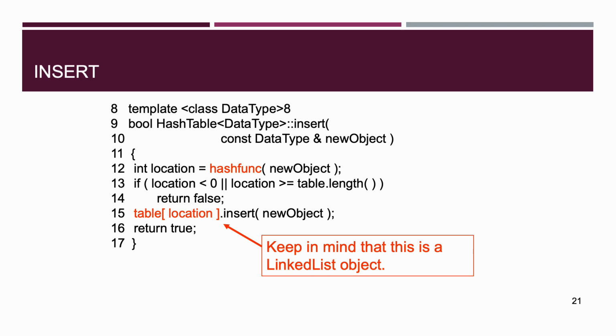Otherwise, we insert. If the location is valid, we use table location dot insert new object here. And table location refers to the linked list at that specific index. By calling insert on this linked list, we are effectively adding the new object into the correct chain for that index. Then finally, if the insertion is successful, the function returns true.